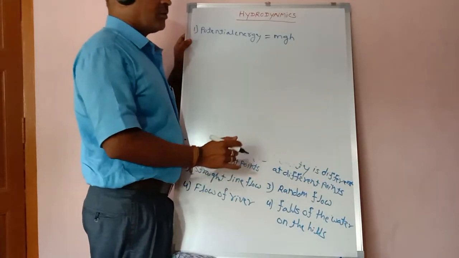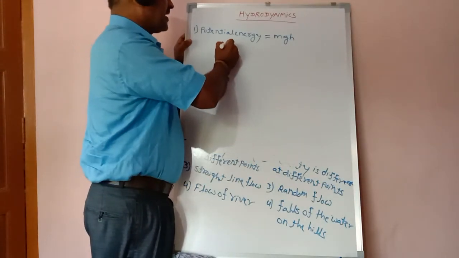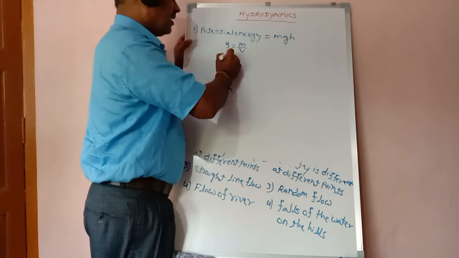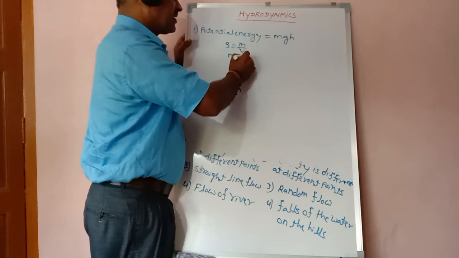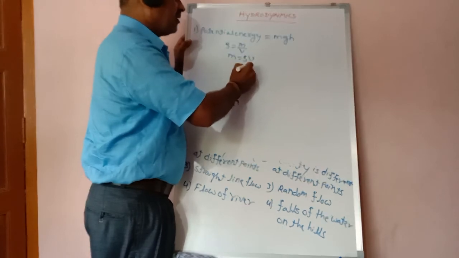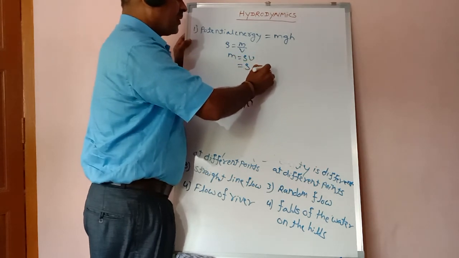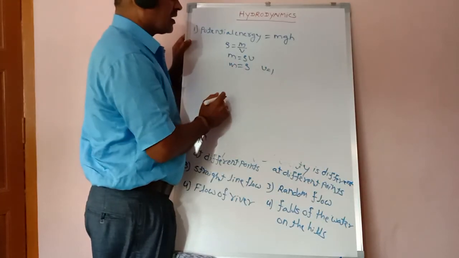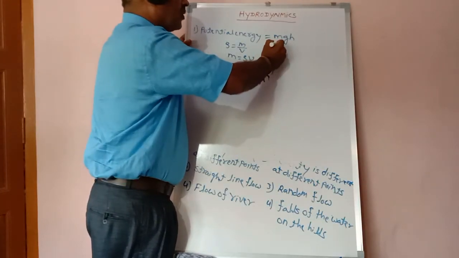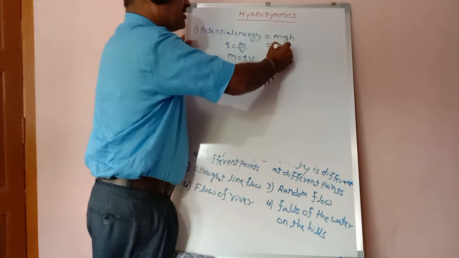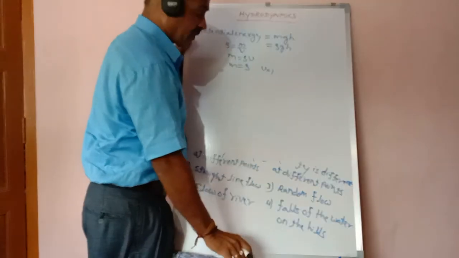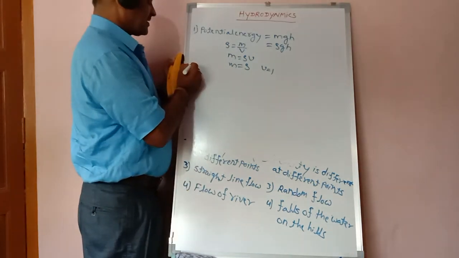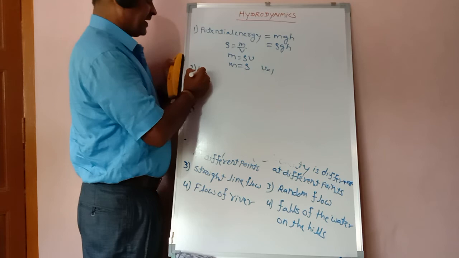Per unit volume is taken. You know the density is equal to mass divided by volume, so m is equal to density into volume. When unit volume is taken, V is equal to 1, so m is equal to rho. Therefore we write rho g h. Clear? And the second one is the kinetic energy.